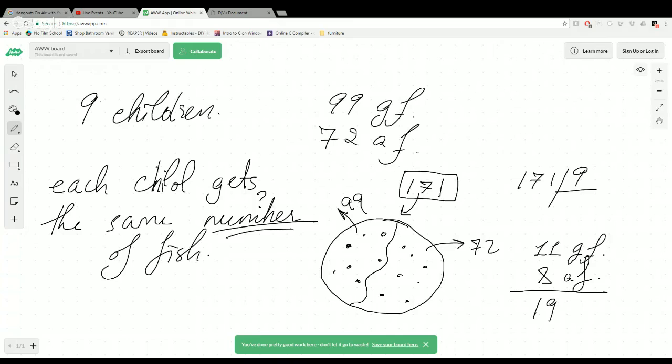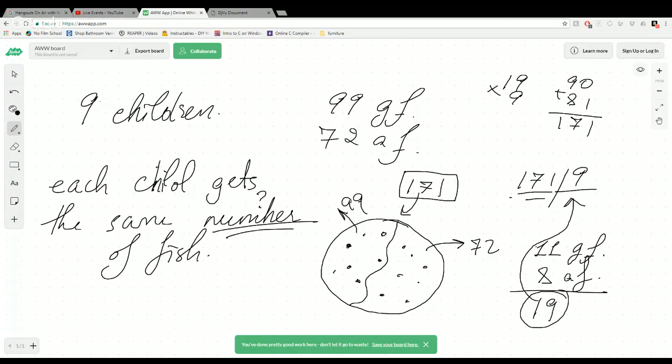If this computation is correct, it should be the same here. 19 should be the answer to this division. Let's check. If I do 19 times 9, do I get 171 again? Well, 10 times 9 is 90. 9 times 9 is 81. And I add these two, and I do get 171. They match. So again, this is the distributive property at work, sort of visually.